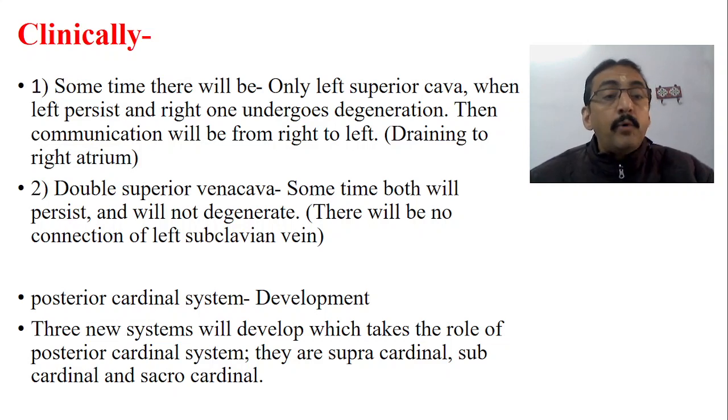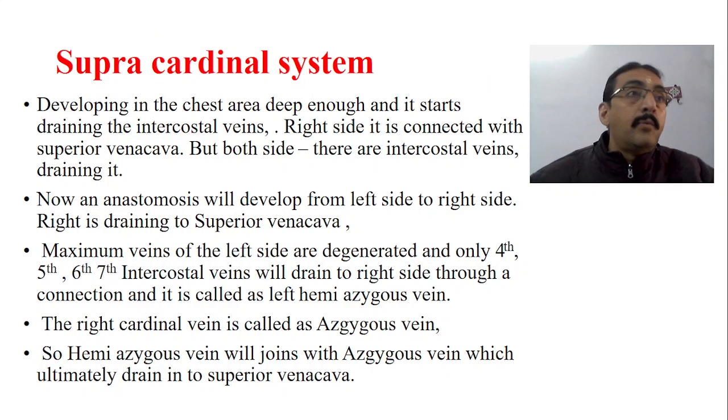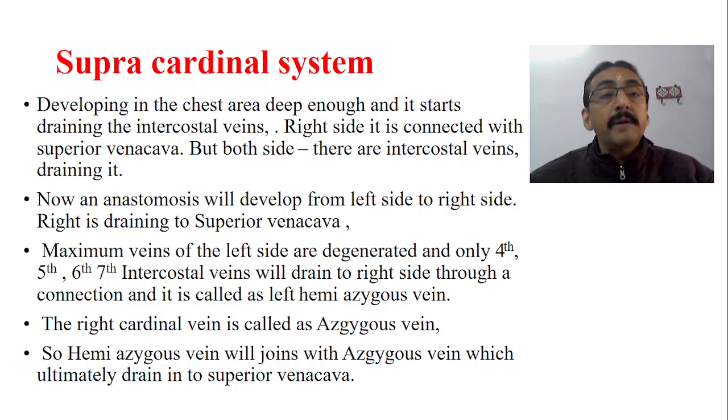This is one thing. Now, posterior cardinal system development. Three new systems will develop, which take the role of the posterior cardinal system. They are supracardinal, subcardinal, and sacrocardinal. What do you mean by the supracardinal venous system? It develops in the chest area, deep enough, and starts draining the intercostal veins. The right side is connected with the superior vena cava, and on both sides intercostal veins drain into it.